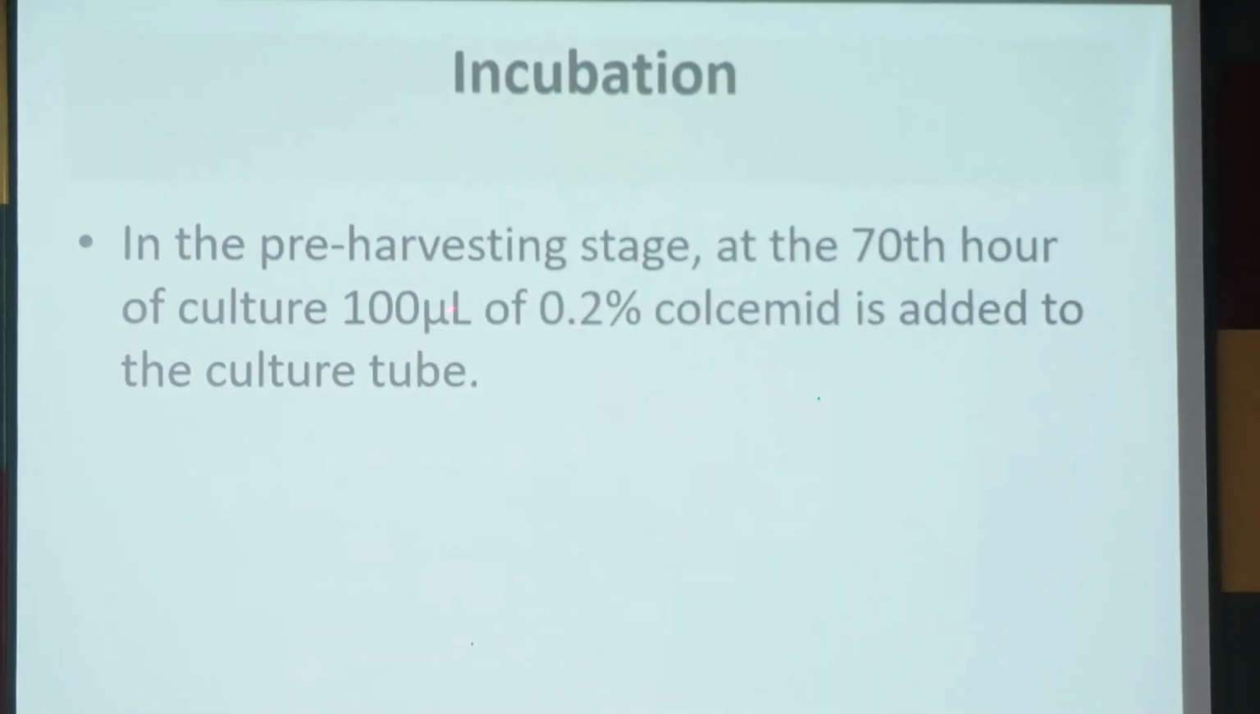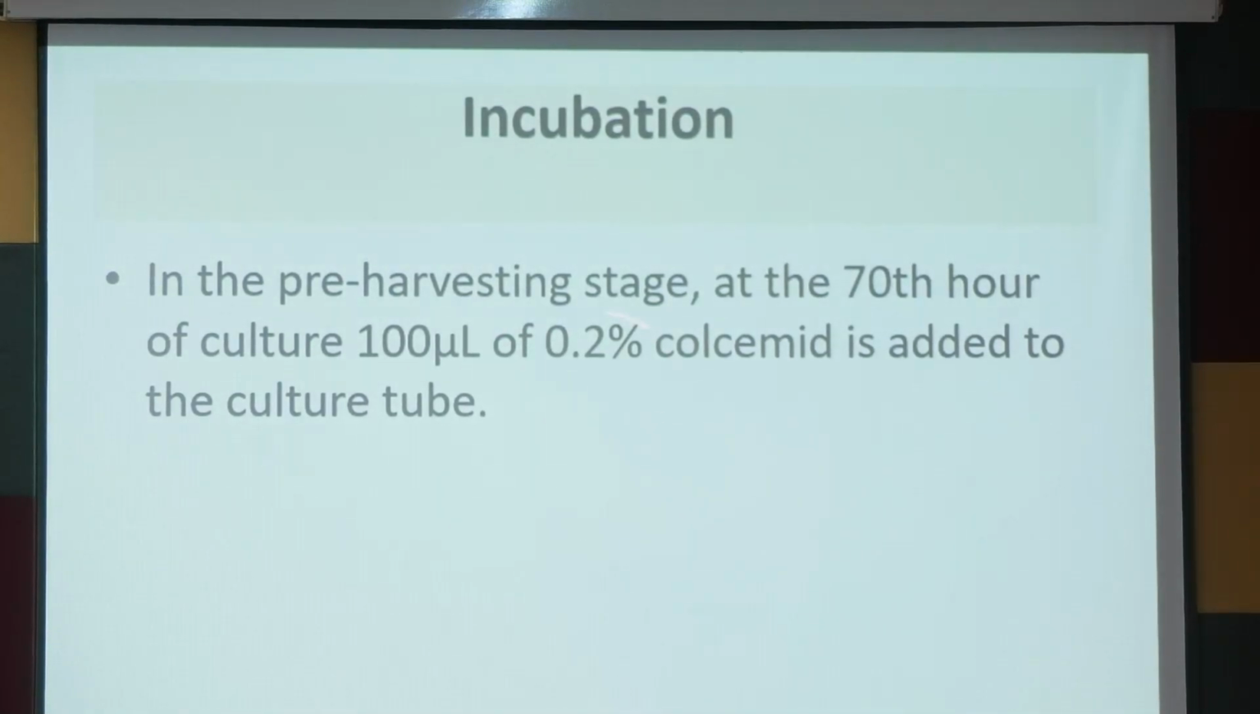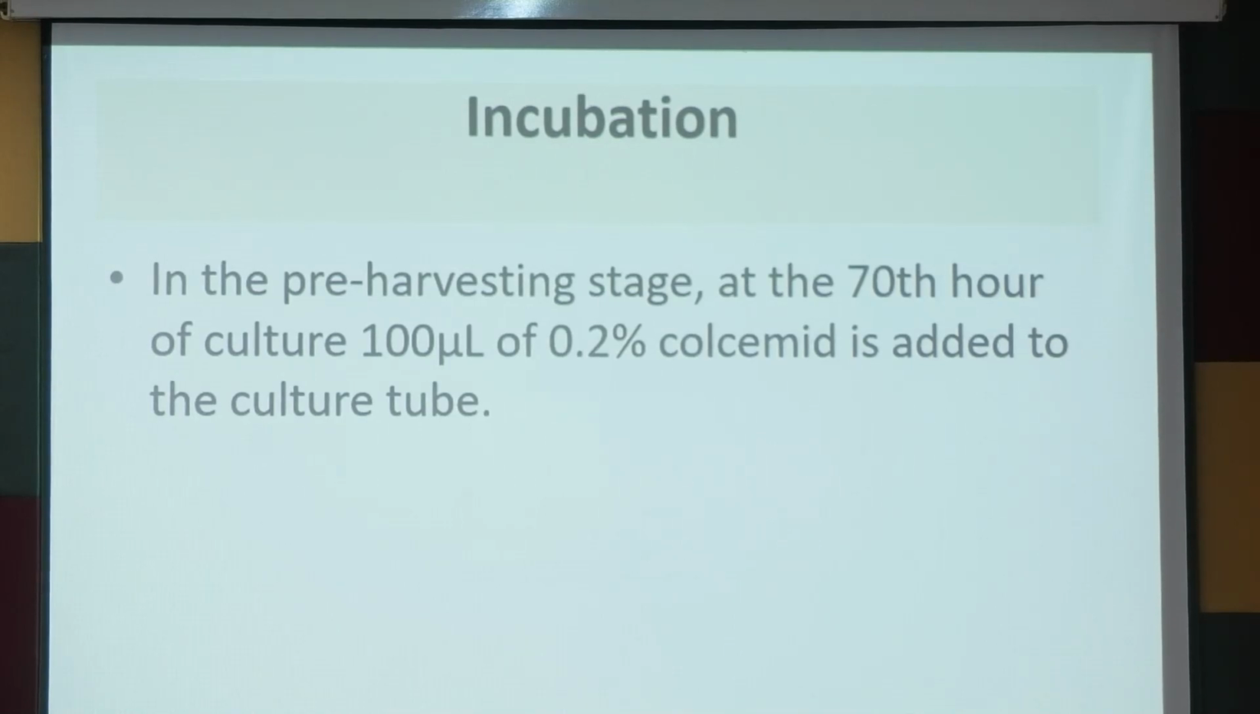We call it colchicine. Why? To arrest it, we cannot feed it any more, you have to halt it. So we arrest by adding this drug known as colcemid, with a concentration of 0.2, taken with 100 microliters. We add it into the culture tube like this. Then it is arrested at that particular metaphase.